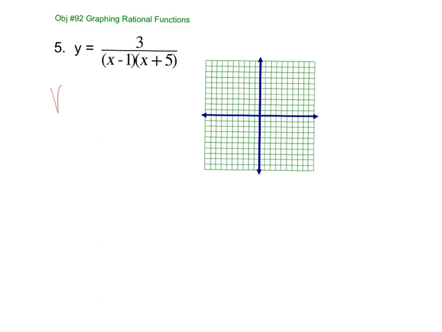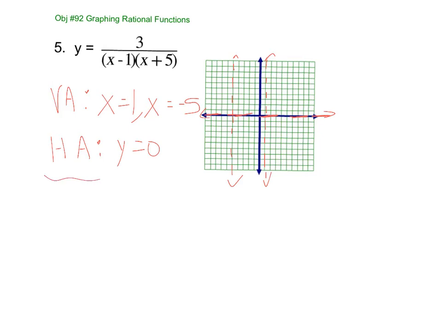All right, so this one's harder, right? Because we have 2 vertical asymptotes. X equals 1 and x equals negative 5. Horizontal asymptote, y equals 0. Positive 1. Negative 5. 1, 2, 3, 4, 5. All right, so this one's going to be a little different because notice instead of having just 4 regions, we have 6 regions.